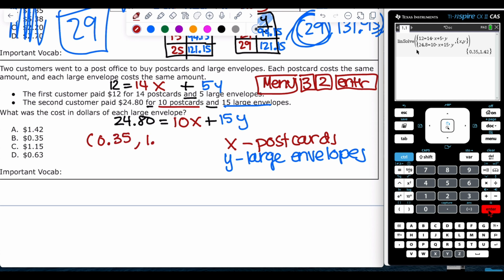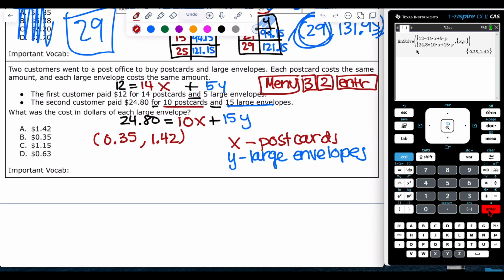0.35, 1.42. Now, I'm looking at my answers, and it's just one number, so I need to go back and read. What was the cost in dollars of each large envelope? My important word here is large envelope. And I know large envelope is my y values. So I'm looking at my y for my answer. 1.42. So my answer would be A.